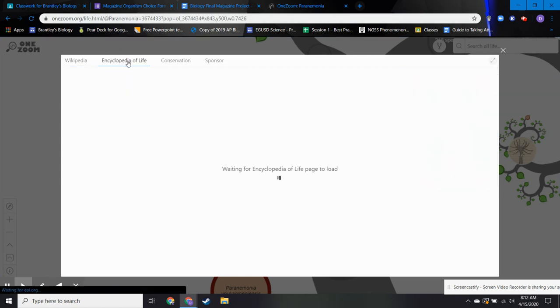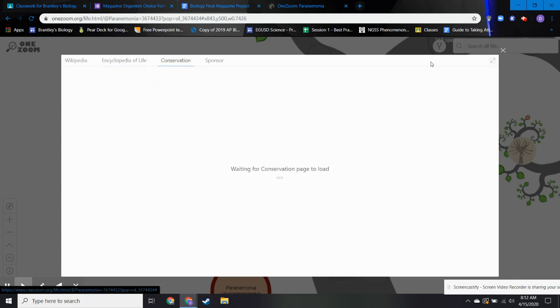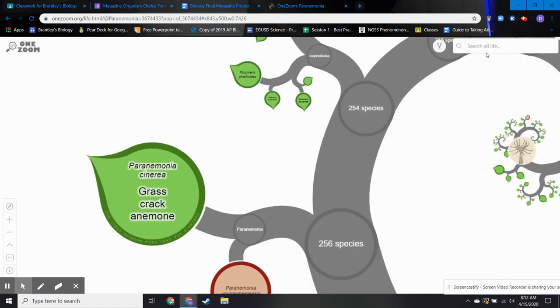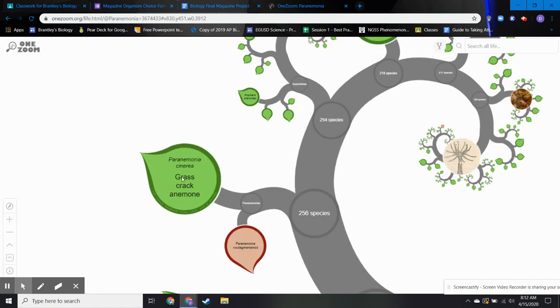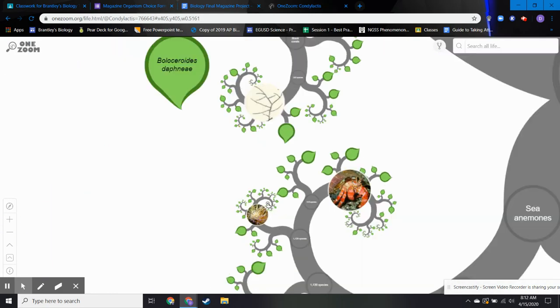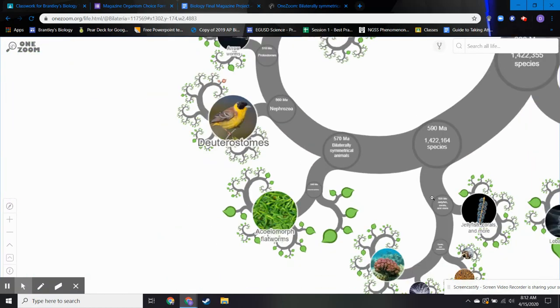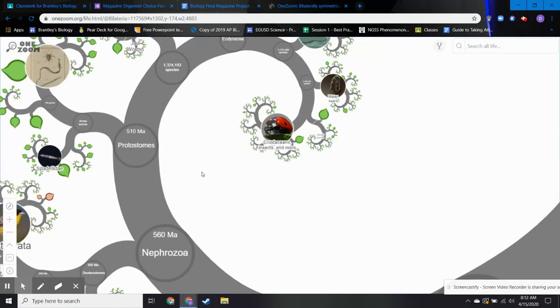You can also go to the Encyclopedia of Life page on here. It gives you a little bit of background information. There's some information about their conservation, so kind of like how they're doing. Okay. Green means that that species is doing okay. Red means that it is endangered. Okay, so it might be good for you to pick that because we are going to do a thing on human impacts, but it's definitely not necessary.